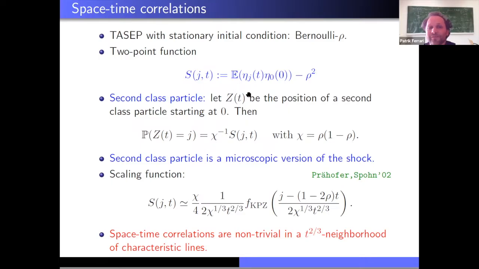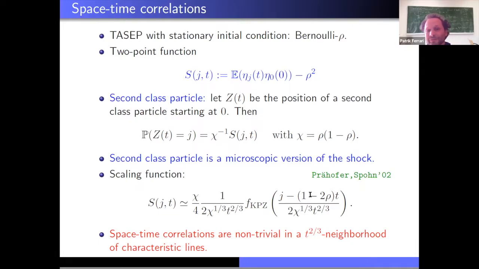So if you take C of t to be a second class particle starting from 0, then for this stationary initial condition, there is an identity that relates the distribution of the position of the second class particle with the two-point function. Up to a constant, it is the same function. It's just a normalization constant. So the second class particle, you have to imagine, is just a microscopic representative of the macroscopic shock.